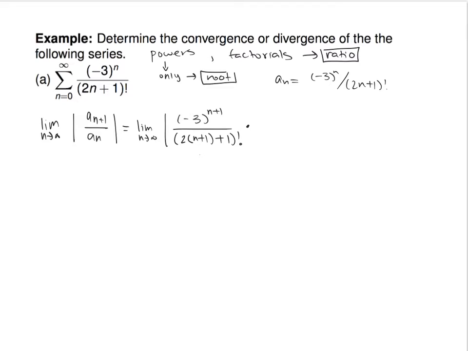And then dividing by a_n is the same as multiplying by its reciprocal, which is, someone tell me because I'm going to drink some water. 2n plus 1 factorial over negative 3 to the n. Good. Do you guys agree with that?